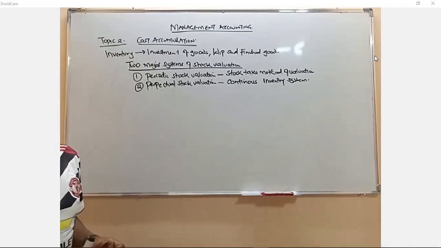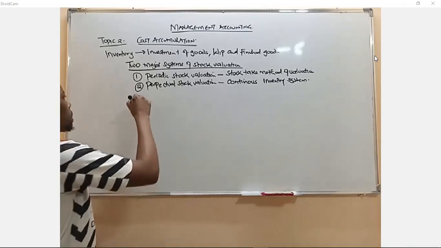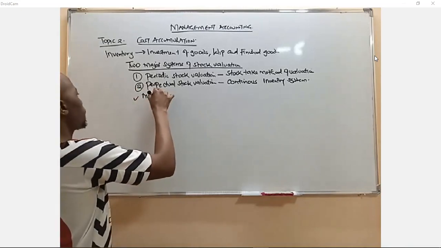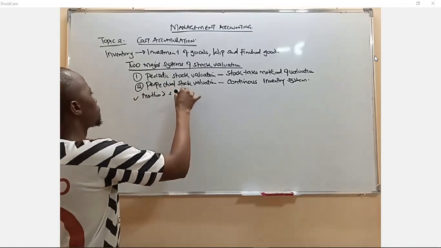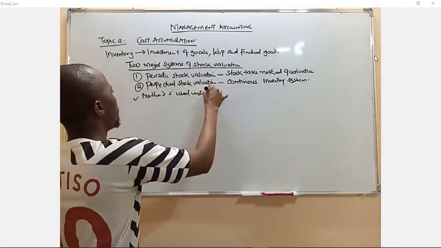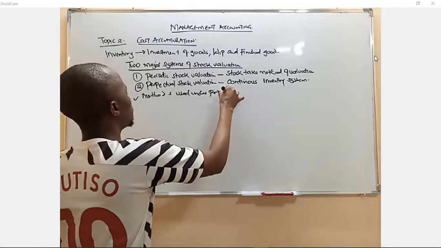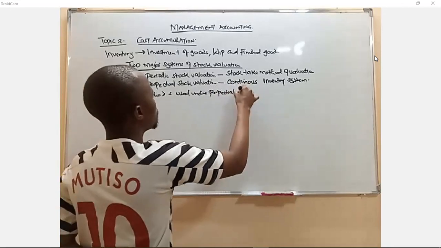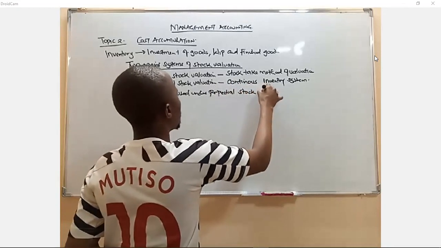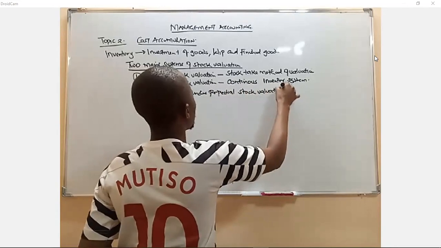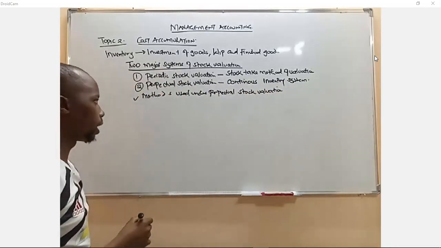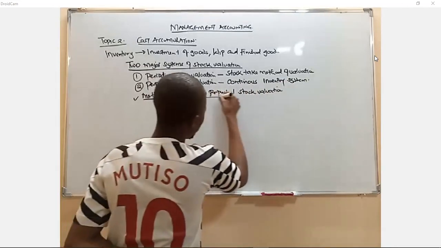We are saying that the following methods are normally used to maintain the stock records under the perpetual stock inventory system. Methods used under perpetual stock valuations. And these are things which are not new to us; I think they are familiar to us.